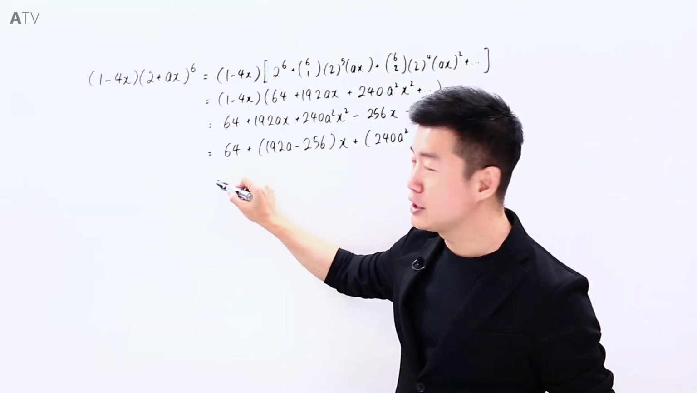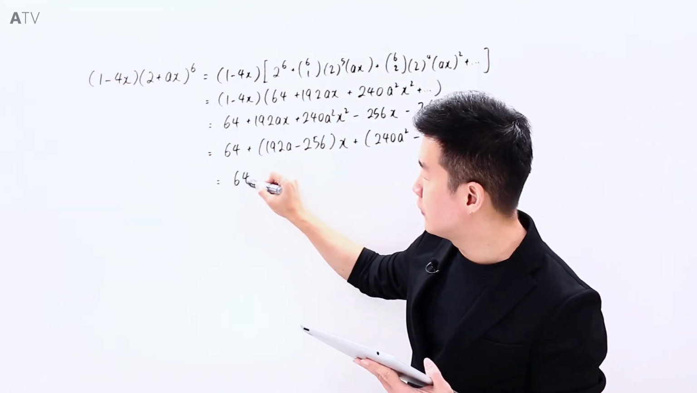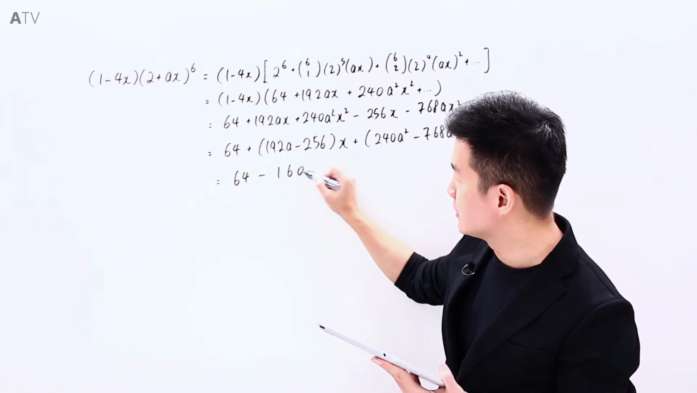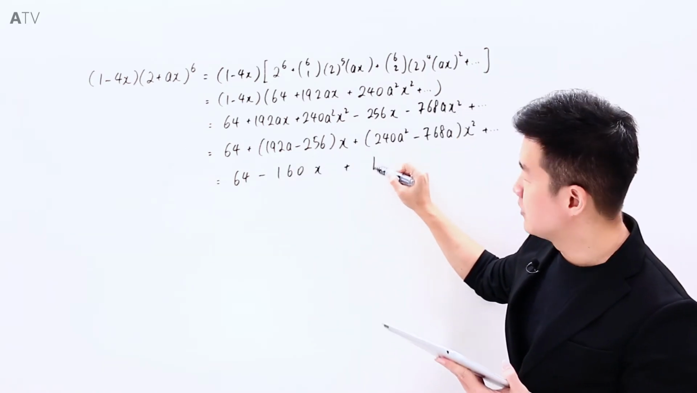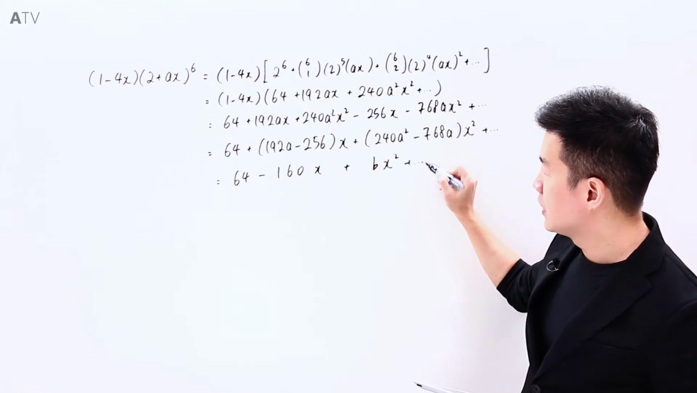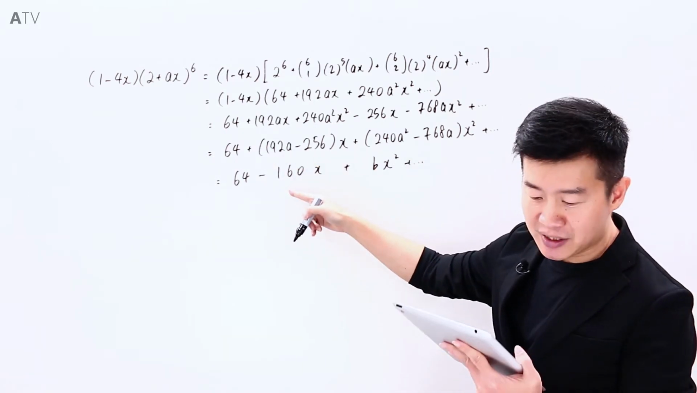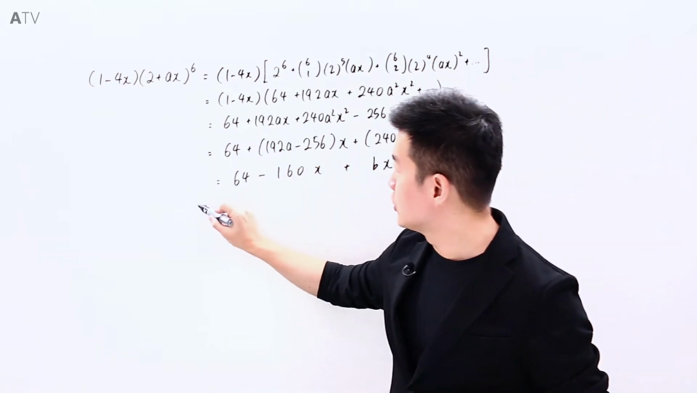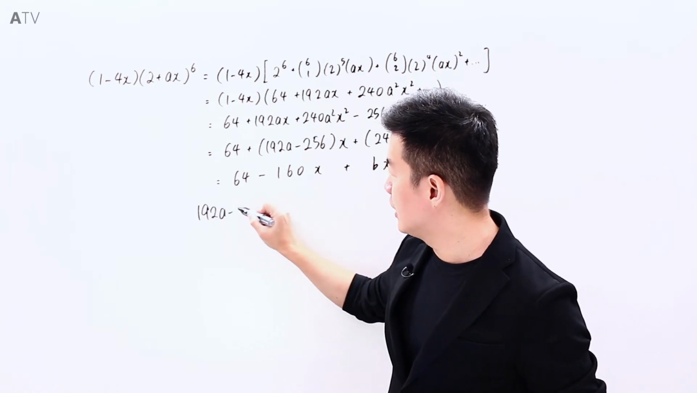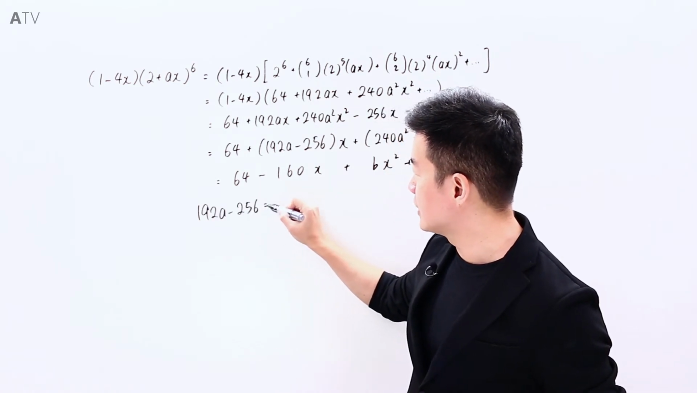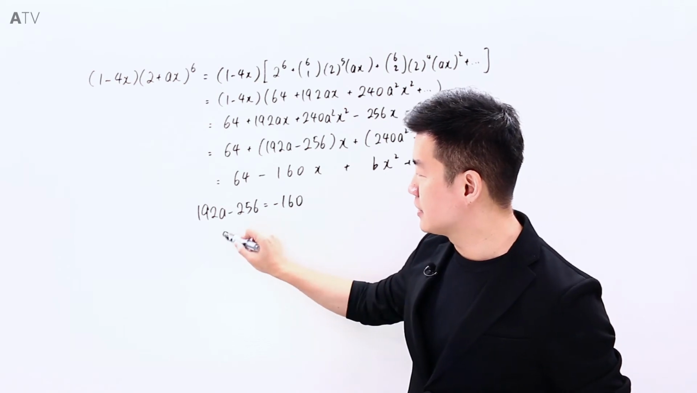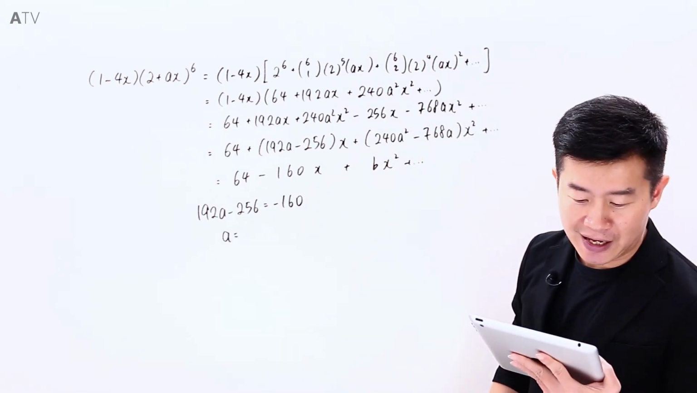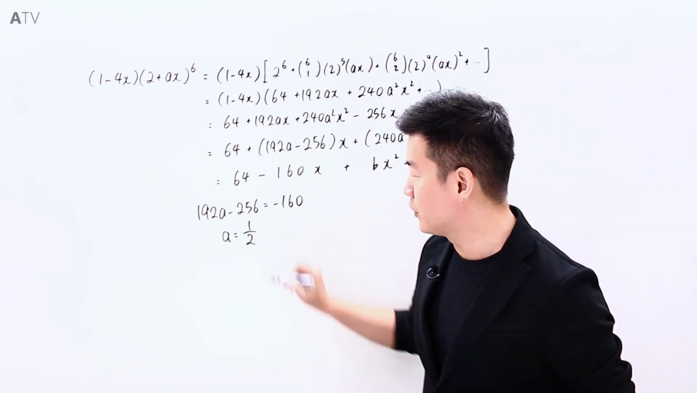And according to the question, this is actually 64 minus 160x plus bx squared, which means that this is going to be negative 160. So 192a minus 256 is negative 160. This will help us to solve for a. A is equal to 1 over 2.